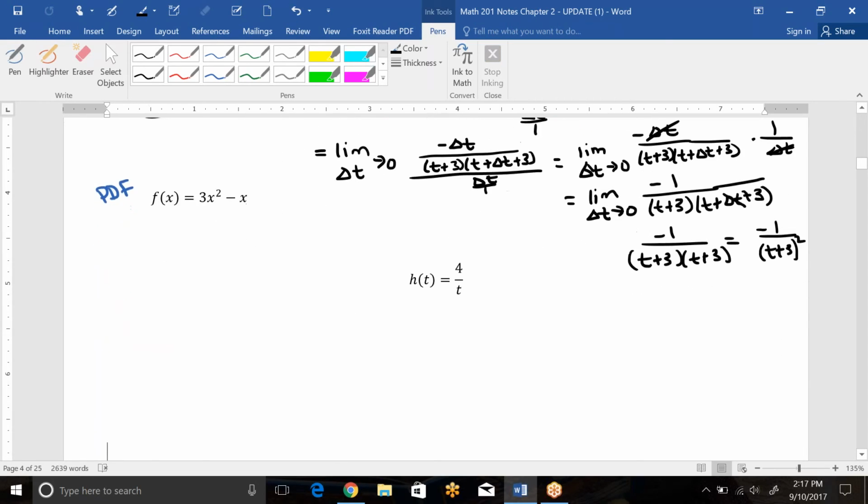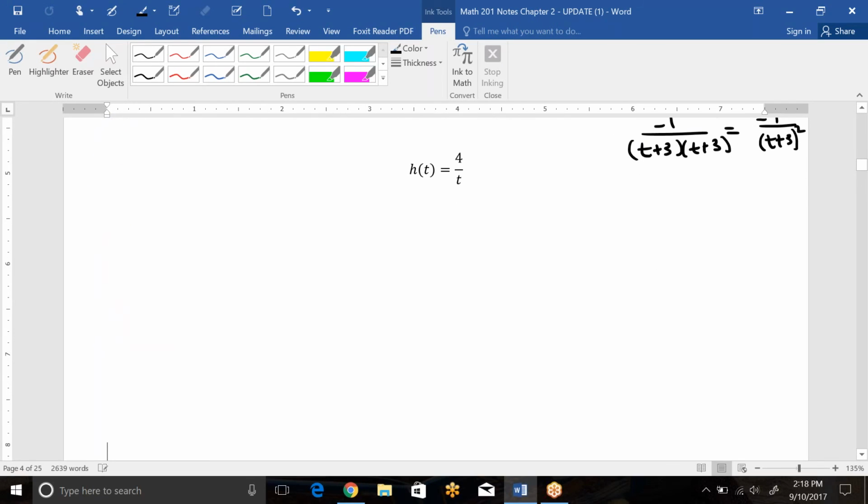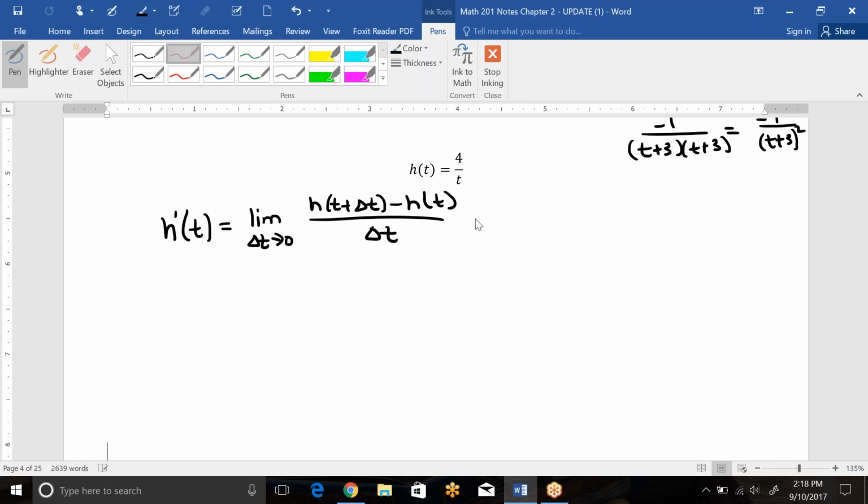Okay, the last one that I'm going to do on a video for today is h of t equals 4 over t, just to show you a different variation of a fraction. So we're doing h prime of t again equals the limit as delta t approaches 0 of h of t plus delta t minus h of t all over delta t. Remember, we always do our h of t plus delta t in red just to show our work. So that's just 4 over, and this whole bottom just becomes t plus delta t. You just plug that in where there used to be the t. The negative h of t just is negative 4 over t.